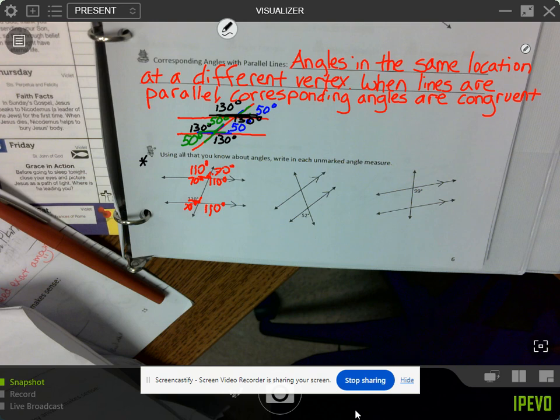I could have used the corresponding angles. This angle right here is 70 degrees, bottom left. So the bottom left here would be 70 degrees. Thank you, Sawyer. What's another way I could know that it was 70 degrees? Anybody else?